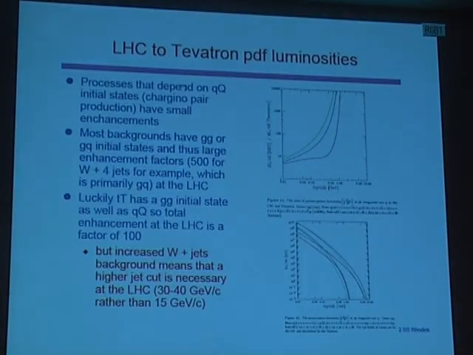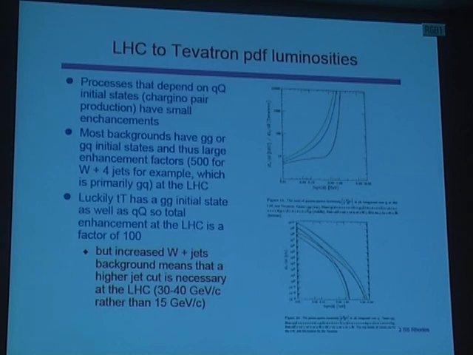But on the other hand, W plus 4 jets, which is primarily gluon-quark at both the Tevatron and the LHC, gets a very large enhancement factor of 500. So whenever I go from the Tevatron to the LHC, I have a very small gluon component at the Tevatron being multiplied by a large factor, and I have a very large q-qbar component being multiplied by a very small factor. So the end result is that the background for t-tbar production at the LHC is going to be a lot larger than the background for t-tbar production at the Tevatron.